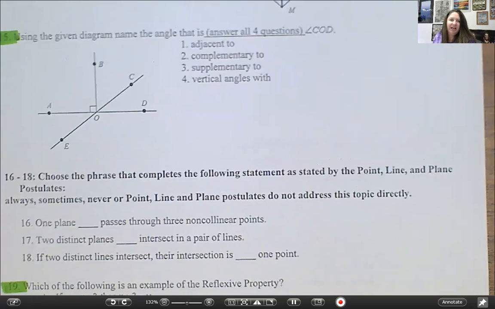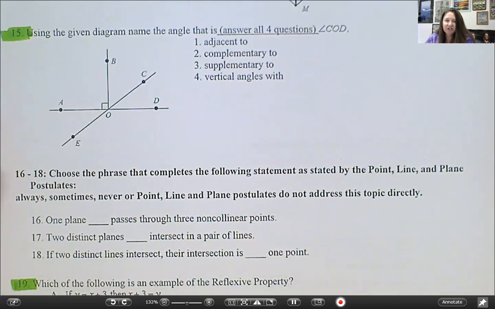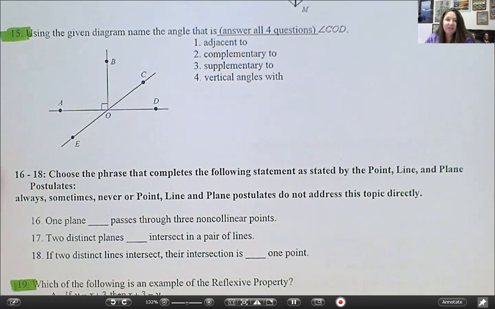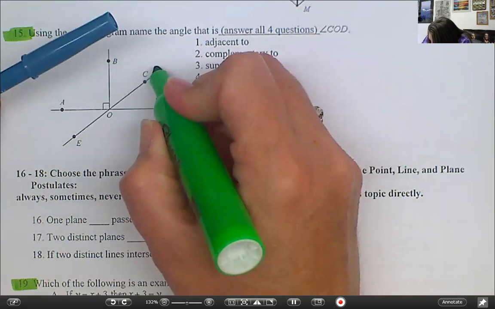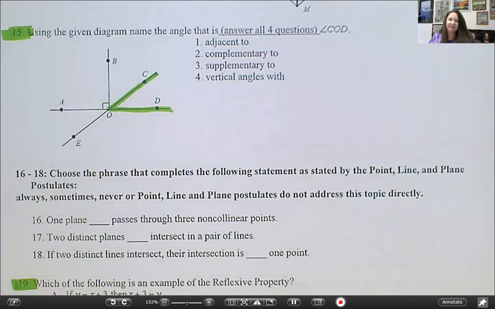All right, so more vocabulary just to talk about. Lots of vocabulary that we have covered throughout this first semester. Just make sure all these terms are familiar to you. Now what we want to do with this diagram is compare everything to angle COD. If I just mark that angle on here so that you can see which one we're looking at, there's my angle COD.